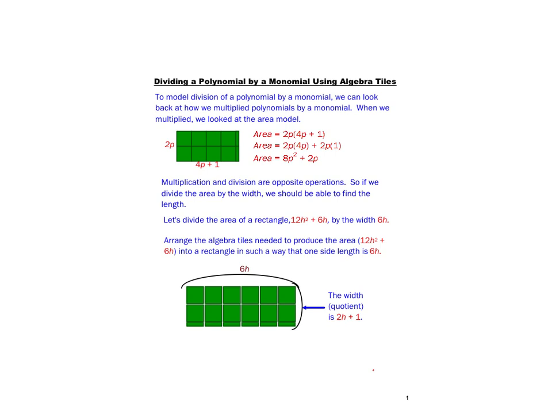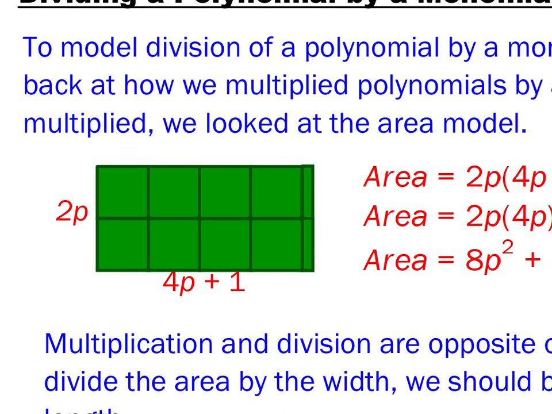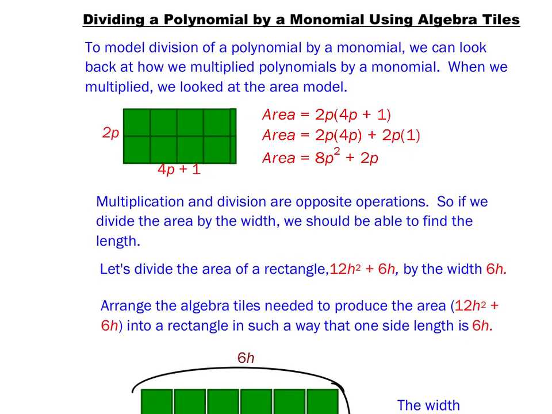Okay, so when we multiplied monomials by binomials or monomials by polynomials, we had a question like 2p times 4p plus 1. We found the area of the inside. We said that p times p is p squared, and over here, 1 times p was p. And we figured it out. Now, multiplication and division are opposites.